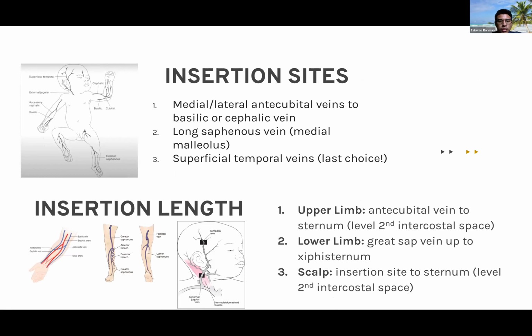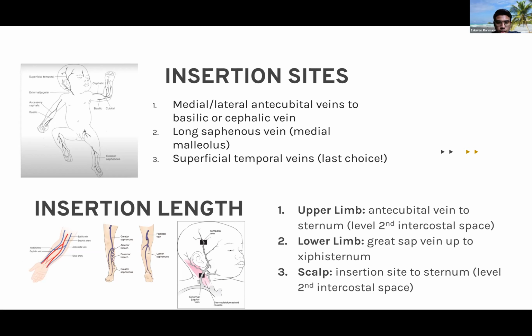The insertion sites involve three parts: upper limb, lower limb, and the scalp. The upper limb involves the medial or lateral antecubital vein to the basilic or cephalic vein. The lower limb may involve the long saphenous vein at the medial malleolus, and the last choice, rarely used, is the superficial temporal vein.